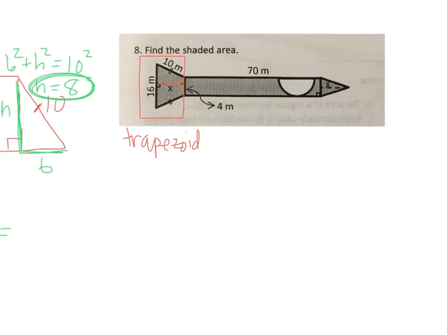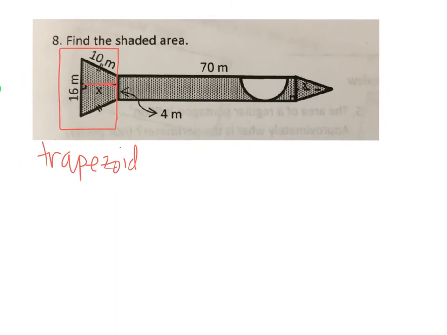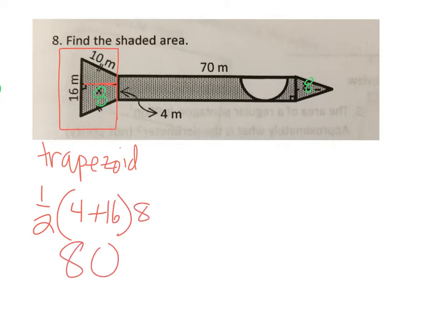Wow. So now coming back to our problem, now that we know x is 8, that's 8, and this is 8 over here, I can find the area of this trapezoid, which is 1/2 of 4 plus 16 times a height of 8. And when we do this, we should get an area of 80.